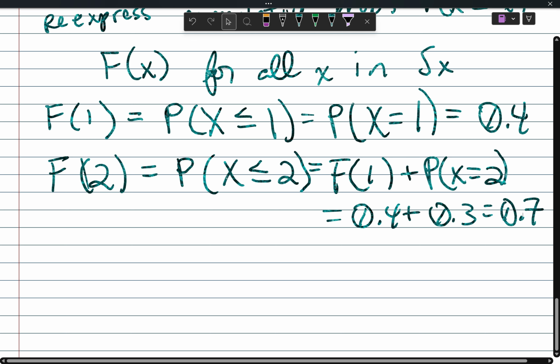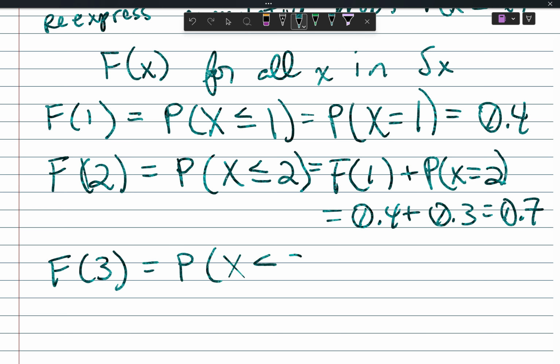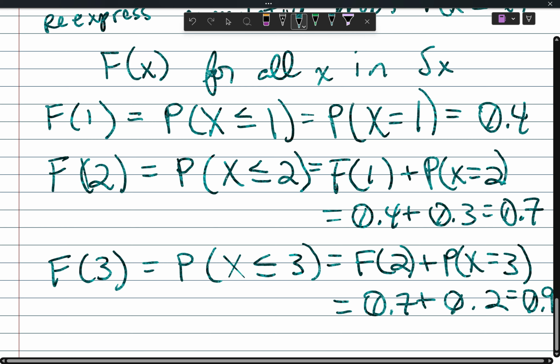All right, and then the next one, F(3), that's going to be equal to P(X less than or equal to 3), which equals F(2) plus P(X equals 3). So that gets us the calculation of 0.7 plus 0.2, and that's 0.9.